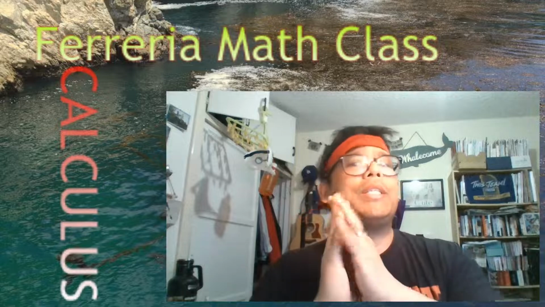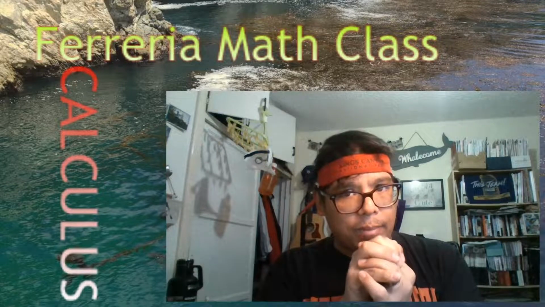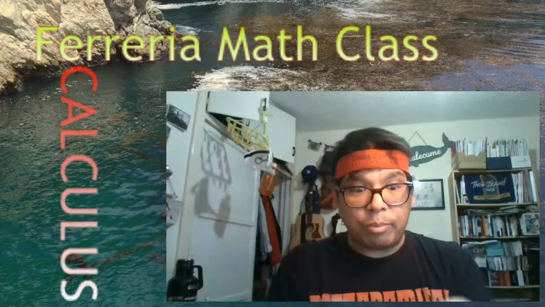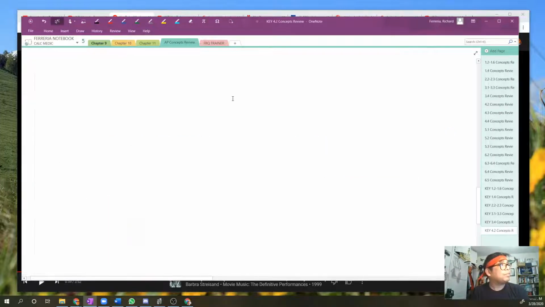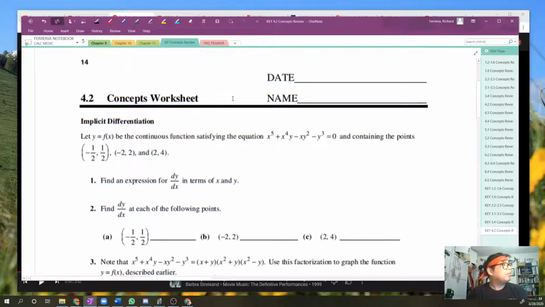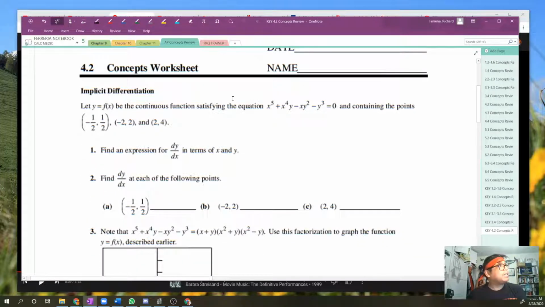This time we're looking at chapter 4.2, and let's just go. Here we go. 4.2. Let f of x be a continuous function satisfying this beast of an equation, really, containing the points negative 1/2, 1/2, negative 2, 2, and 2, 4. Find an expression of dy dx in terms of x and y.